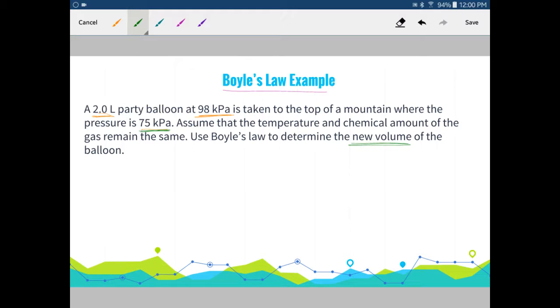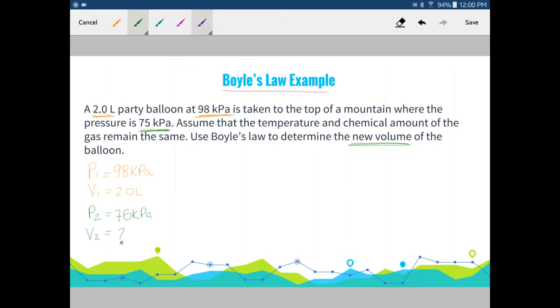Anything that I've underlined in orange is our initial condition set. So our P1, our V1, our P2, and our V2 is what we have to record. Our initial pressure is 98 kilopascals, and our initial volume is 2 liters. Our final pressure is 75 kilopascals, and we are looking for our final volume.